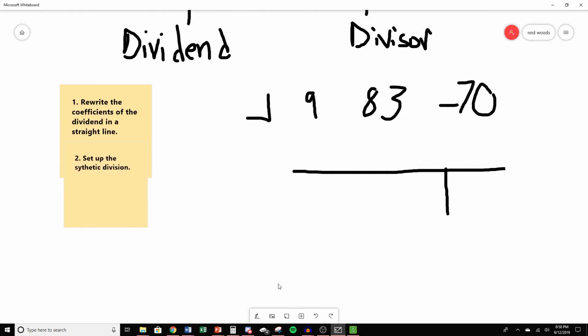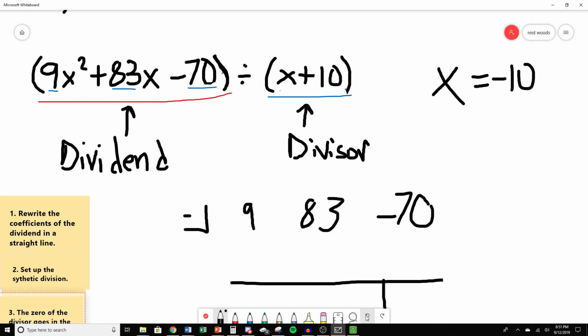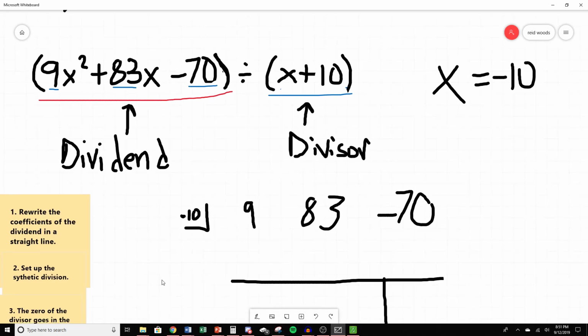Next, in this little box, we're going to place a number. Okay. So we're going to write down how to figure out what number goes in there. All right. We're going to say the 0 of the divisor goes in the small box. All right, so how do we find the 0? Here we go. Here's the divisor. What's the 0 of this? Does anybody know? Well, if you said x equals negative 10, you're correct. Okay, that's what's going to go right here. Okay, essentially it is the opposite of what you're dividing by. Okay, there's our divisor. Perfect.